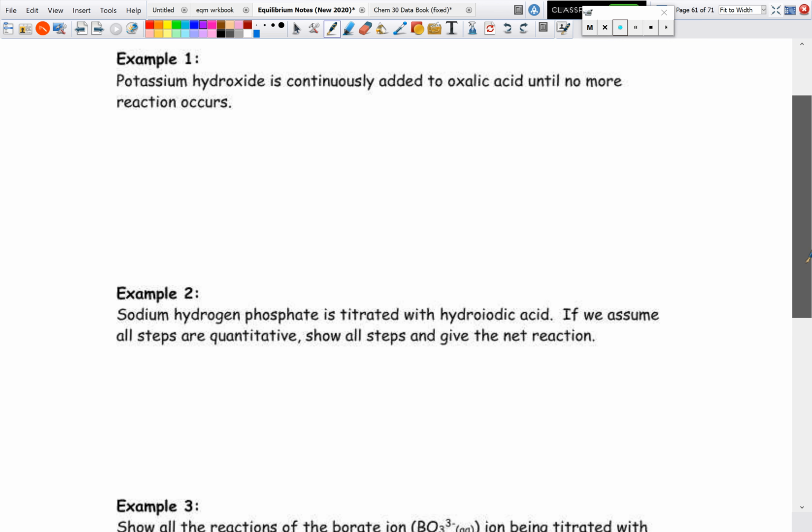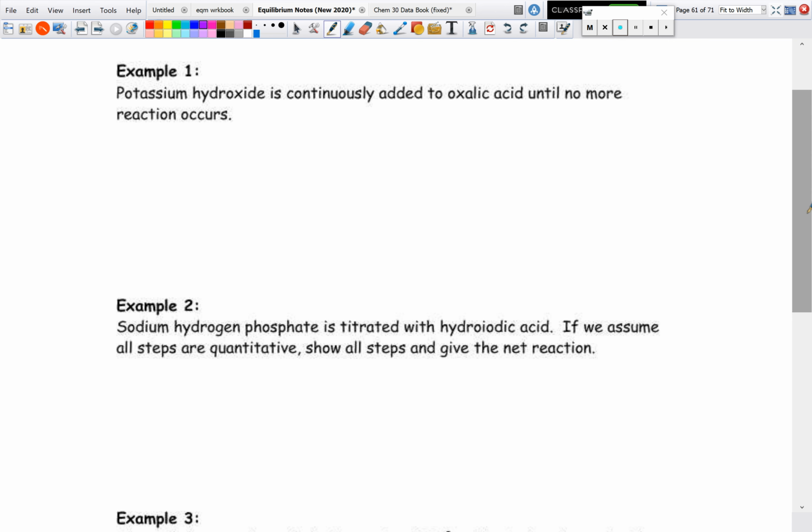So we're going to assume that we have quantitative reactions in all of them because we're continuously adding stuff. So I'm just going to do example 1, once again showing you how that happens, and then I'll let you pause the video and try examples 2 and 3 on your own. So for example with the reactions, potassium hydroxide is continually added to oxalic acid until no more reactions occur.